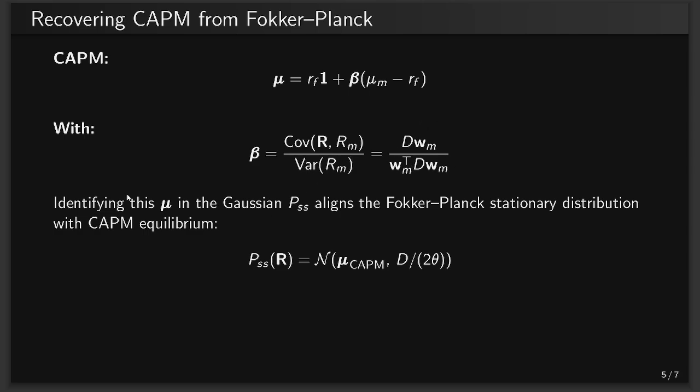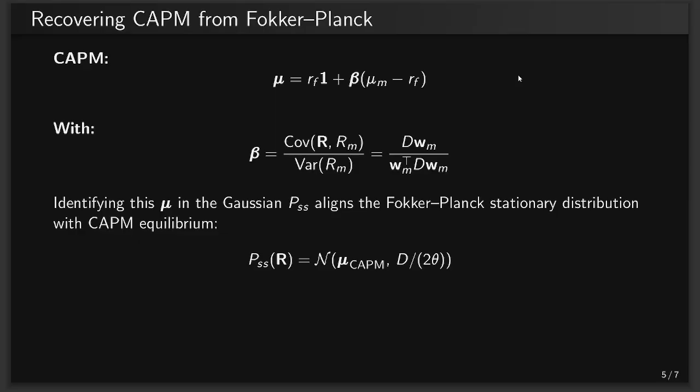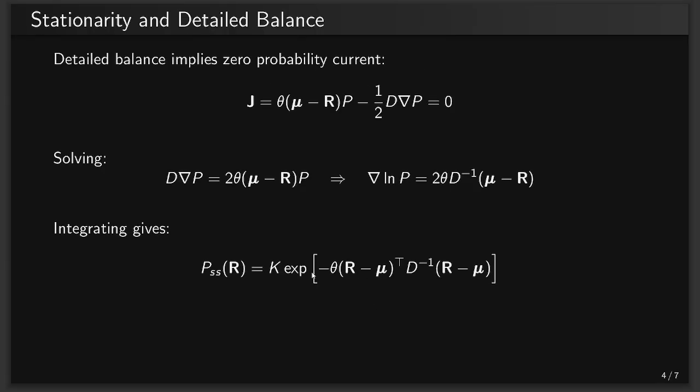And so identifying the expected return in the Gaussian process aligns with the Fokker-Planck stationary distribution. So look at this. It's just a Gaussian distribution of the capital asset pricing model expected returns, with this variance. And so this is a solution to the Fokker-Planck equation as a degenerate solution. And we can also take this Mahalanobis distance, which is basically what was in that exponent up here previously.